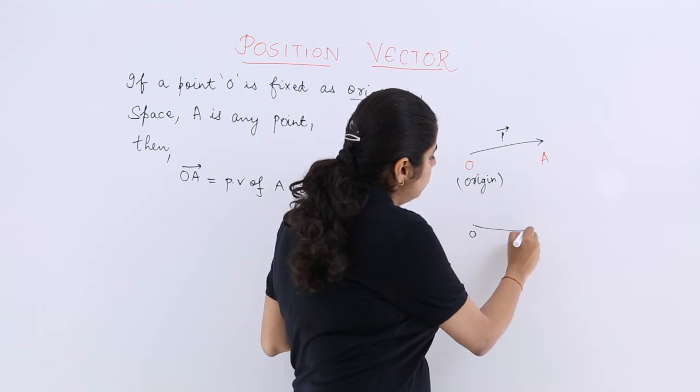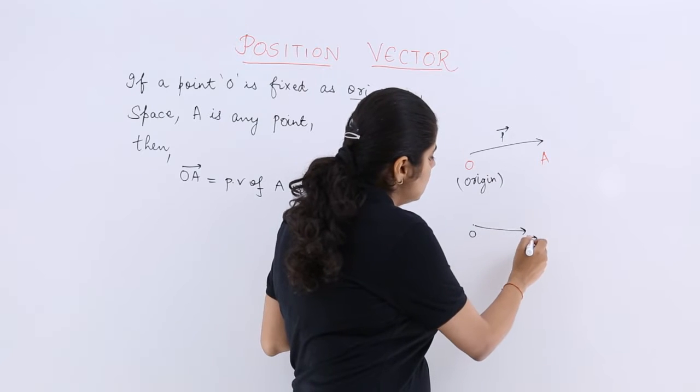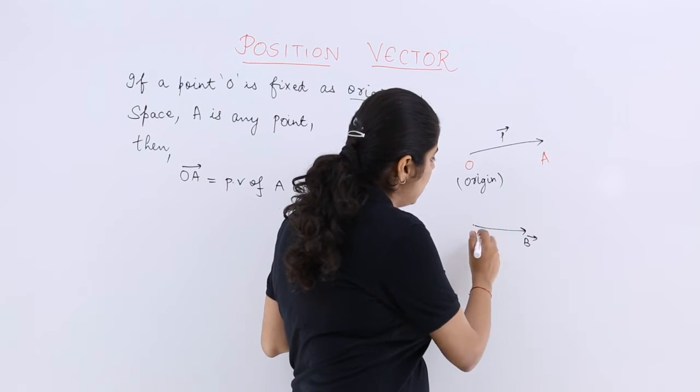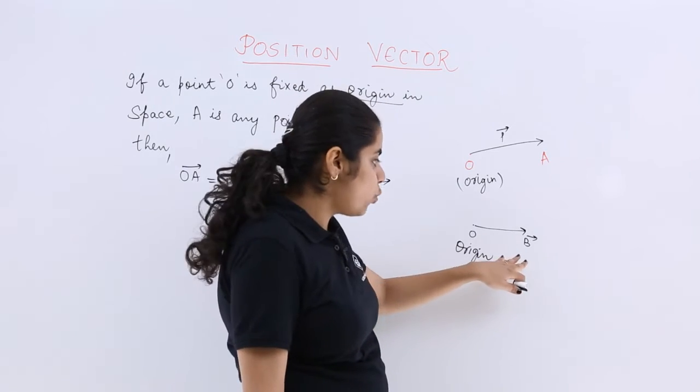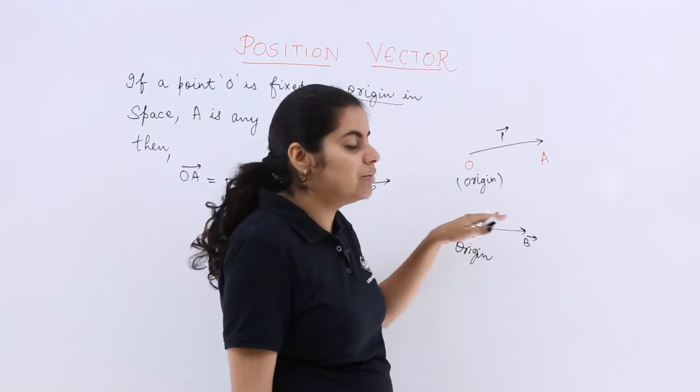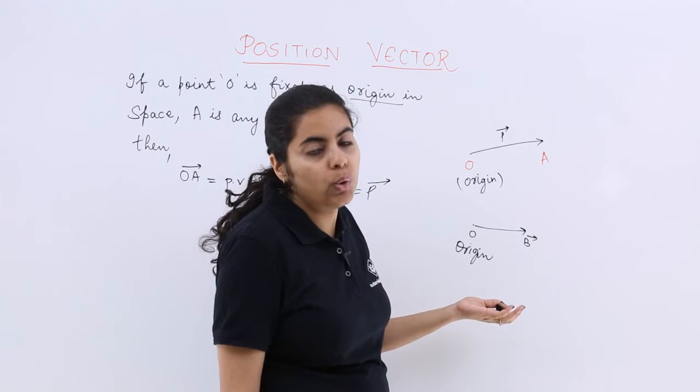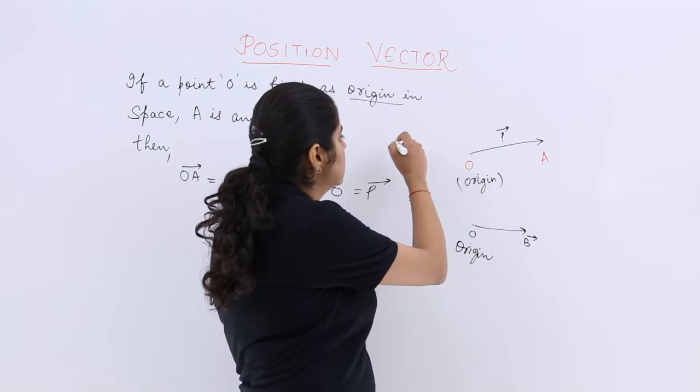Now there is a task. If I have O, B, and I'm sorry, this B shouldn't have an arrow over it. This is origin. Now how will you read this? So OB vector is equal to position vector of B with respect to O. That is how we read it.